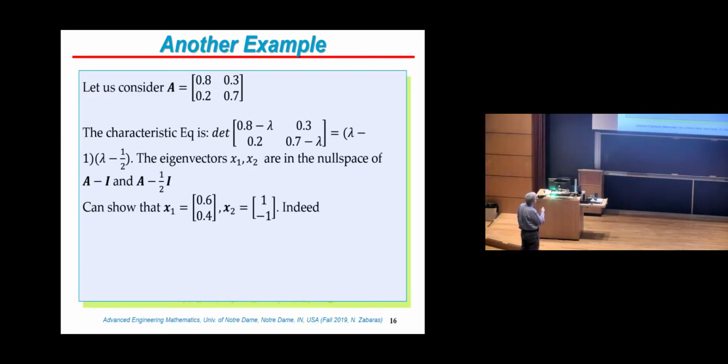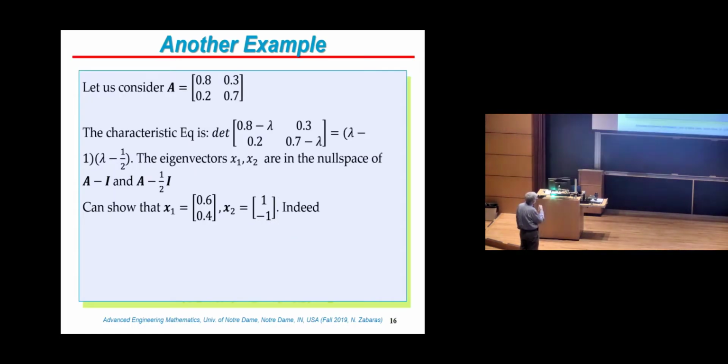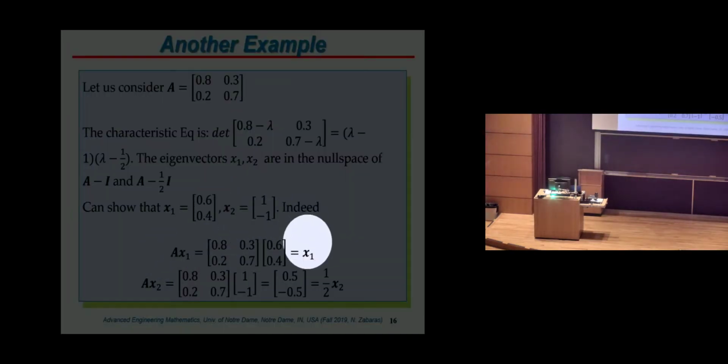All right? So you can actually show that the two eigenvectors are 0.6, 0.4, and 1, -1. Okay, we don't have to do the algebra. You can verify in a few seconds on a piece of paper that these are the two eigenvectors. And here is the verification. A x1, if you multiply them, you actually get x1 because lambda is equal to 1. And A x2 is 1/2 x2.